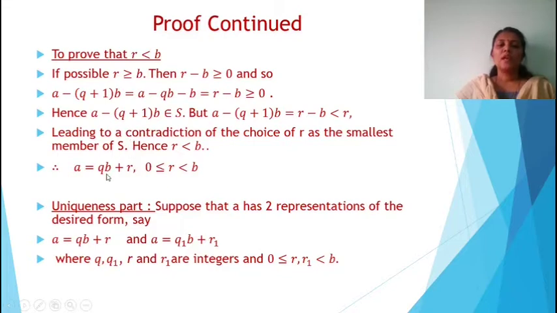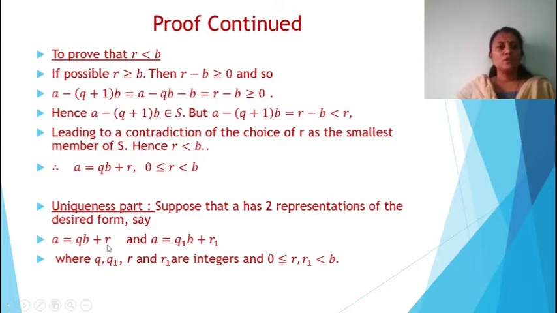Therefore a is equal to qb plus r, 0 less than or equal to r less than b. So we have shown the existence part. Now we have to show the uniqueness part. For that, take two representations of the desired form of a.